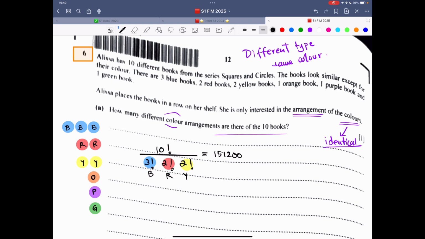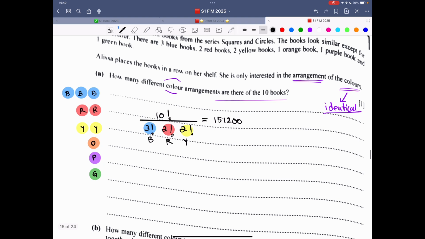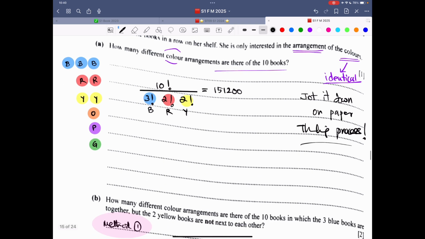Till the examiner, everything that you are thinking, jot it down on paper. Jot down all your thinking process to the best of your ability. Do that, and that will lead to showing all essential working, because unless you show your essential working, getting your A would be difficult.